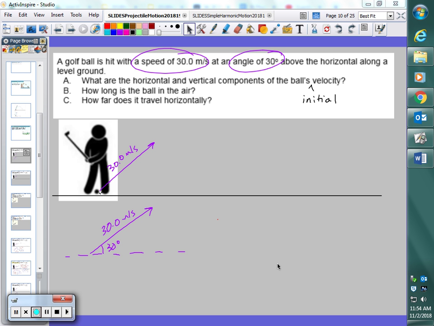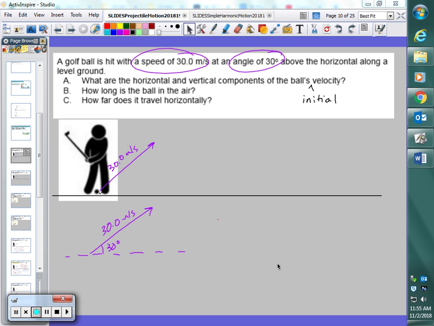And so yesterday, right at the end of the period, we were talking about this situation where the problem gave us some information about this golf ball that this guy was hitting. It says that the golf ball is hit with a speed of 30 meters per second at an angle of 30 degrees above the horizontal along level ground. And so we drew this purple arrow, and we said that this purple arrow represents the initial velocity of the golf ball. How fast and which way is it going immediately after the person hits it.